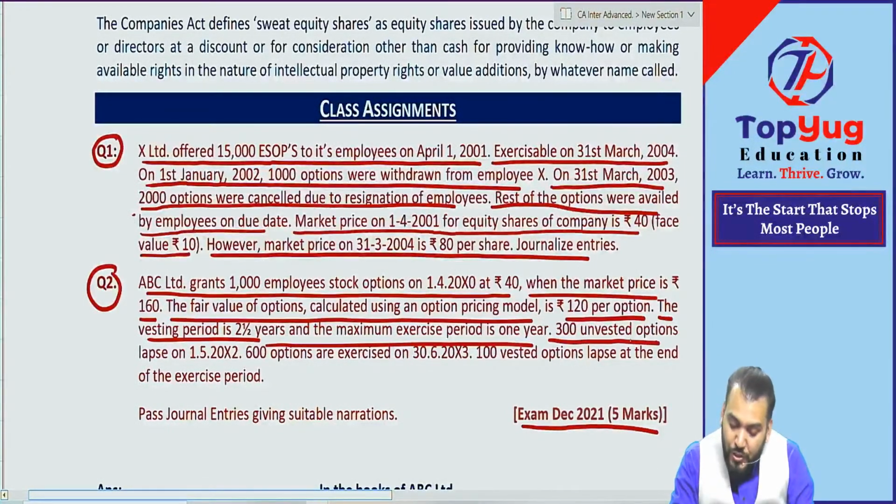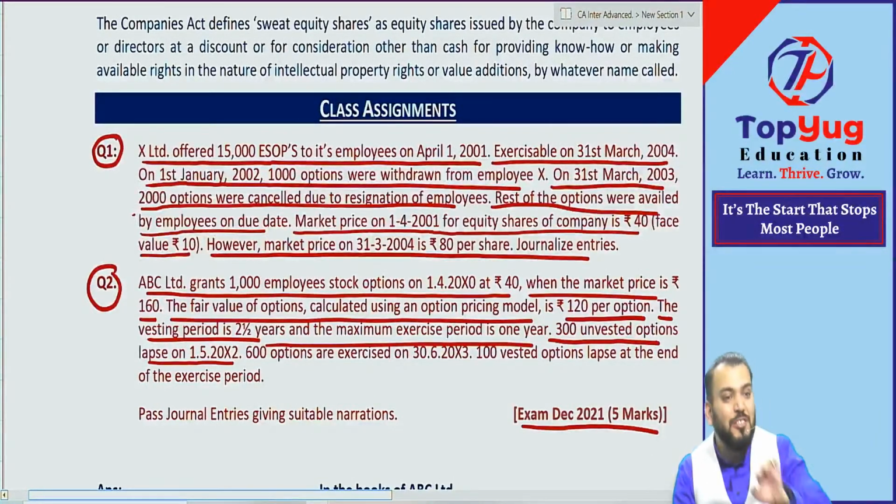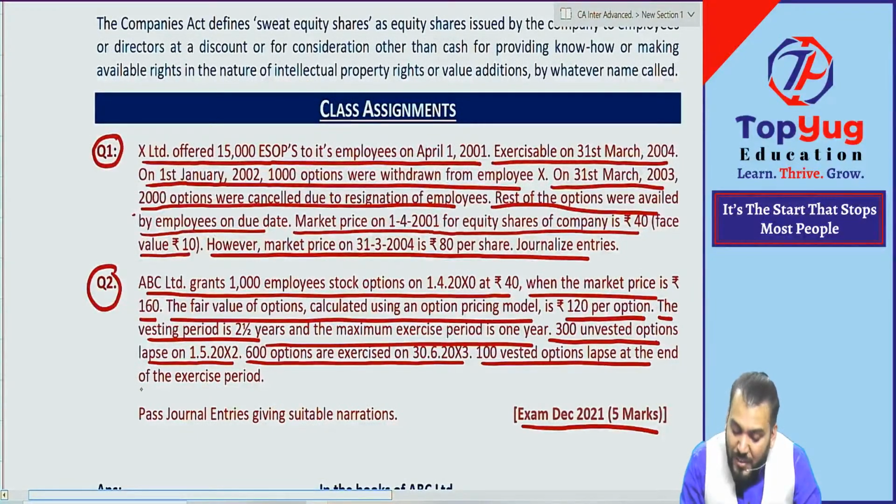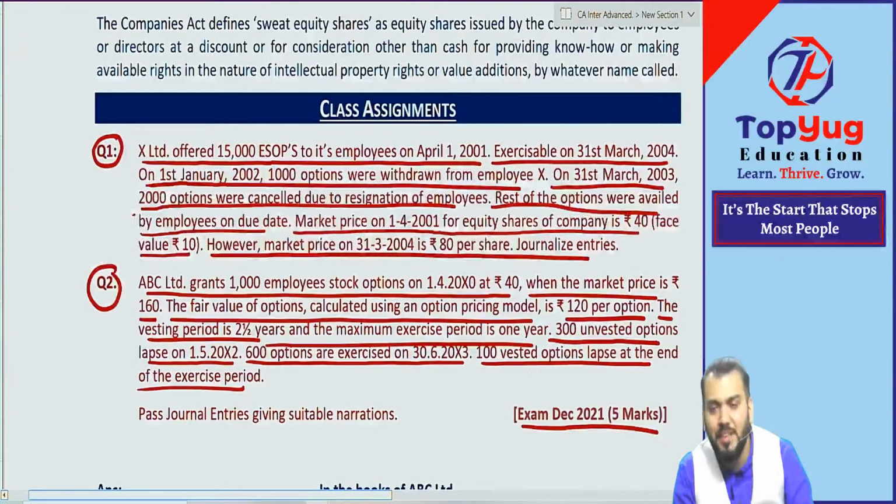300 unvested options lapse on 1/5/2002. So 300 lapse means withdrawn, cancelled. Unvested options means during the vesting period. 600 options were exercised on 30th June 2003. 100 vested options lapse at the end of the exercise period. I hope you are understanding the essence of the question.